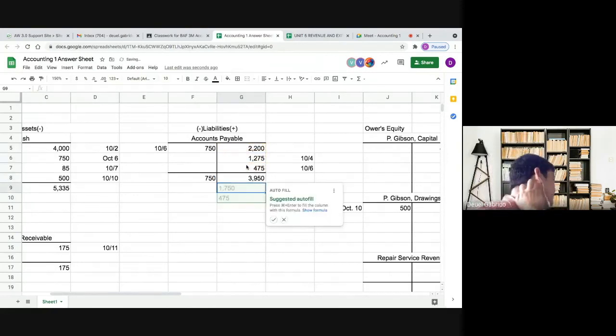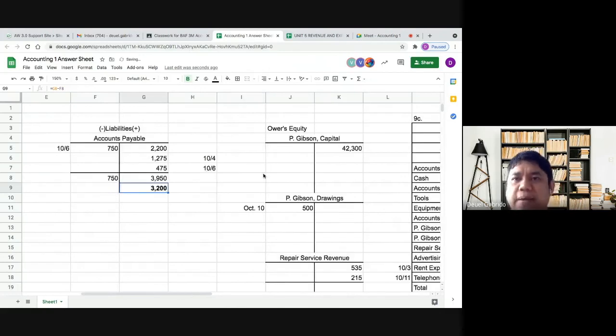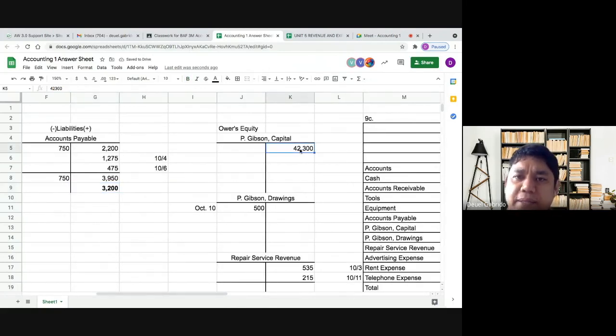Okay, close this one. The difference between the two, 3950 minus 750, we put it under the bigger number, equals this minus this. We got 3,200. Very good. And then OE, capital, same.